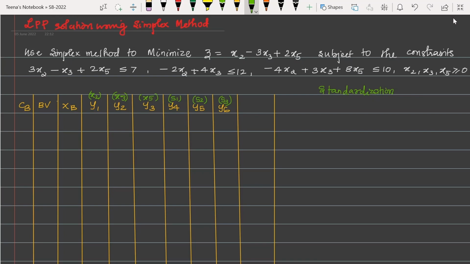Now, the simplex method algorithm that we are considering is for a maximization objective function. So the first task is to convert the objective function to a maximization problem.